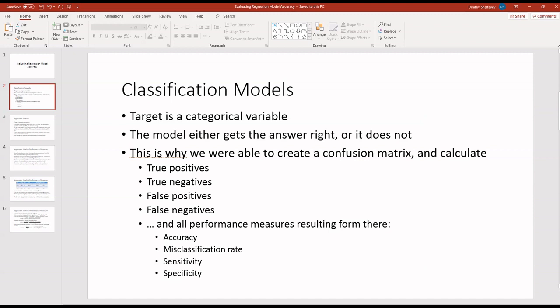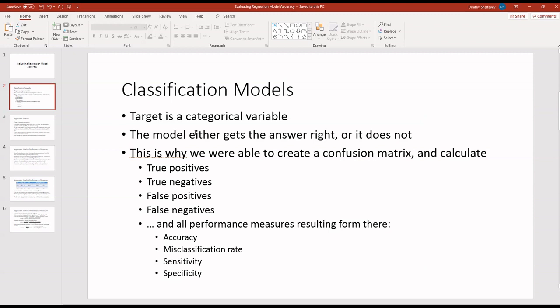Sensitivity, again as a reminder, applies when our categories, yes or no, for the target variable are not the same in terms of importance. When it's more important to predict yes as opposed to correctly predicting no, then the percentage of correctly predicted yes responses is called sensitivity. And for the secondary category, which is not that important, it's called specificity. Okay, so that was about the classification models.